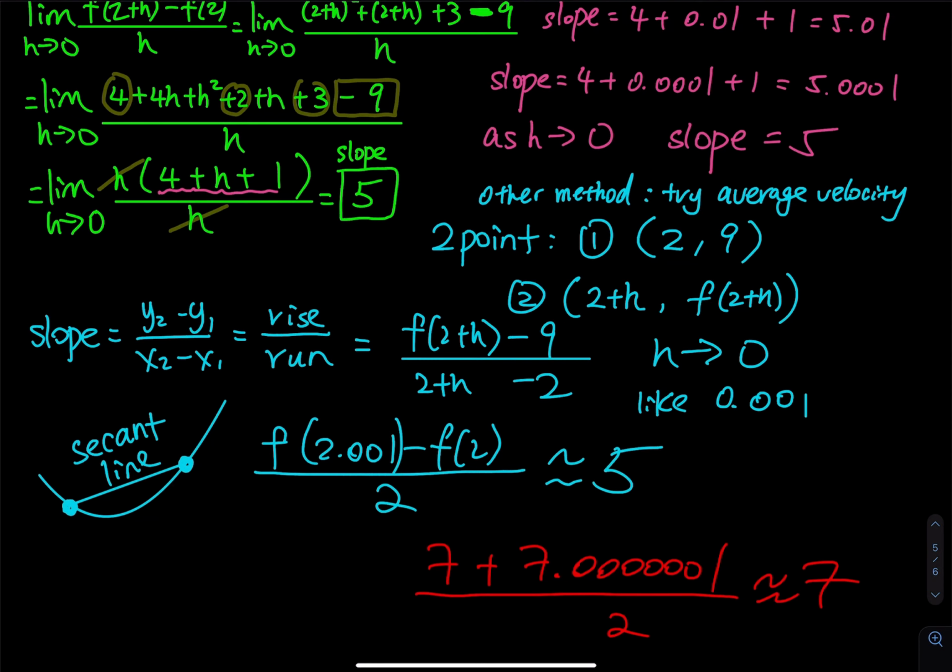And an even easier way is you have a curve, right? And then you have a point, and you add a little bit of h to reach the next point. Since these 2 points are so close, the average is just equal to the first point. Okay, all right. So that is the end of this video.